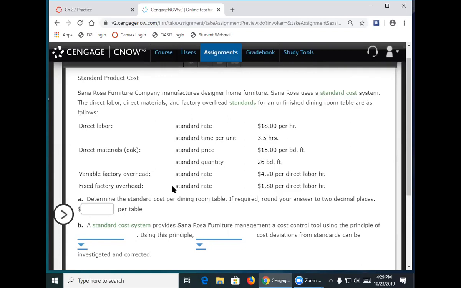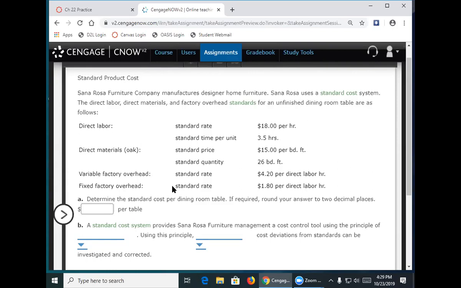Materials, which is the oak, is $15 per foot, and standard quantity is 26 feet. So $15 times 26 feet. Materials cost $390. Variable overhead is $4.20 per direct labor hour. Well, we have 3.5 labor hours per item, so 4.20 times 3.5 hours. Variable factory overhead is $14.70. And then our fixed factory overhead is $1.80 per direct labor hour, so $1.80 times 3.5 hours, or $6.30.